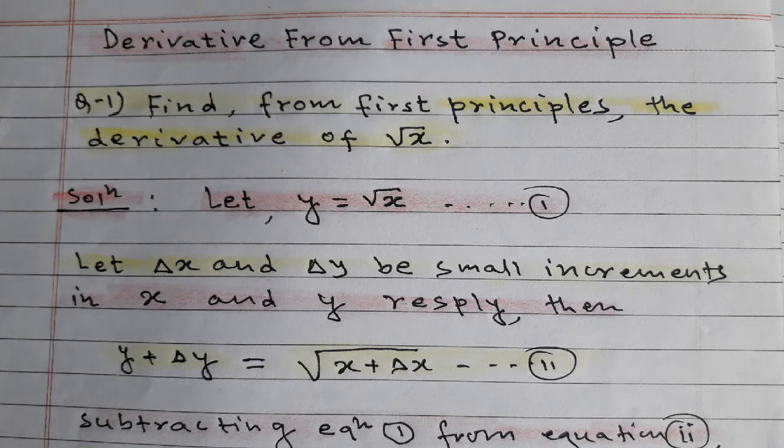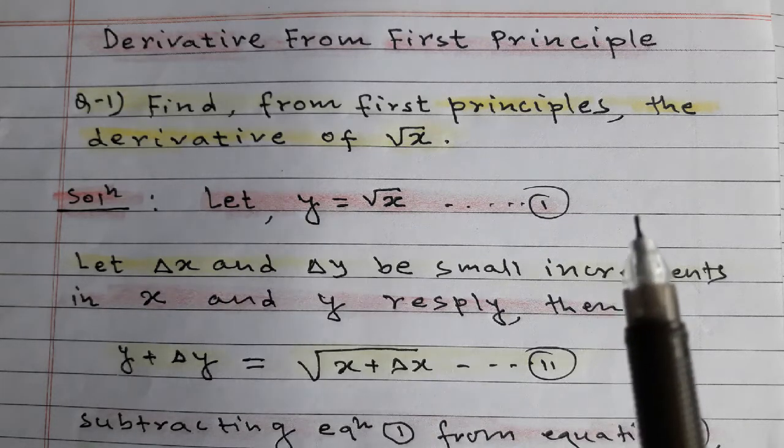Now the first step of derivative is we have to add delta x and delta y in the two variables x and y, which are small increments in x and y respectively. Let delta x and delta y be small increments in x and y respectively. Therefore y plus delta y is equal to root x plus delta x, and we suppose this as equation 2, or we can say the second function.